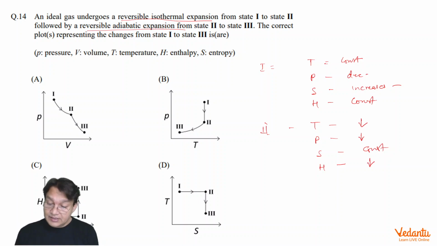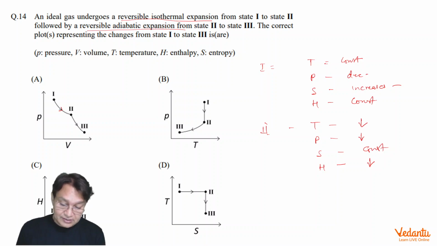So judging by these criteria, if you see the first graph, pressure is decreasing from 1 to 2, volume is increasing, and from 2 to 3, same thing, and the slope of 1 to 2 is less than slope of 2 to 3, and that is the characteristic of adiabatic process. So it's a perfect graph, one for isothermal and followed by reversible adiabatic expansion. So this A option is a correct option.